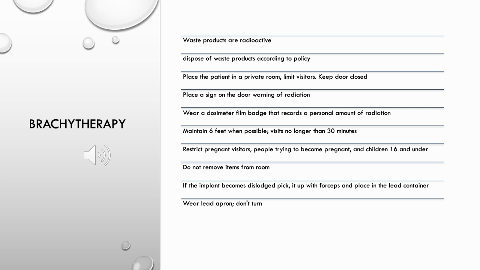You never remove items from the room. For example, if I had to change the linens on a bed, those items stayed in the room. If the patient ate, then the tray would go in a certain place, but it would not be removed from the room. And if the implant became dislodged, you pick it up with forceps and place it in a lead container. You wear a lead apron, with the front of the apron protecting the front of your body. So you never want your back facing the patient. You always want the lead apron facing the patient.